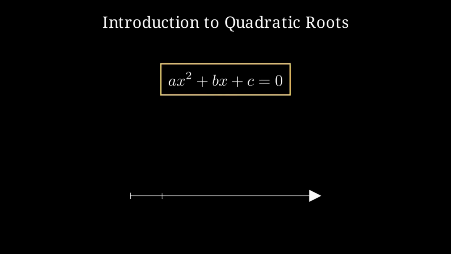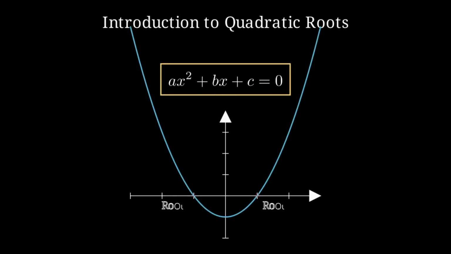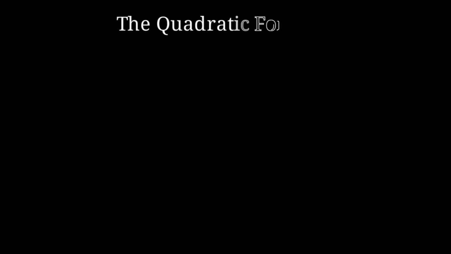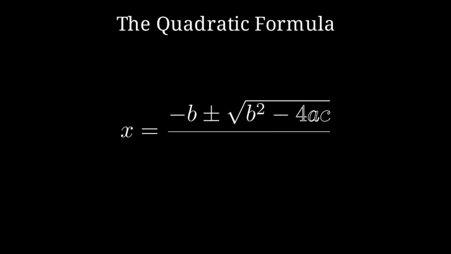Have you ever wondered why some quadratic equations have two solutions, while others have only one or even none? Today, we will use a graphing calculator approach to visualize how the discriminant determines the number of real roots in any quadratic function. The key to understanding these roots lies within the quadratic formula.